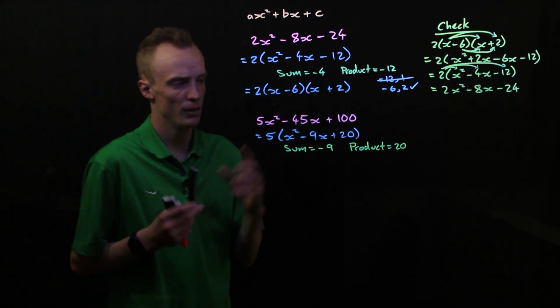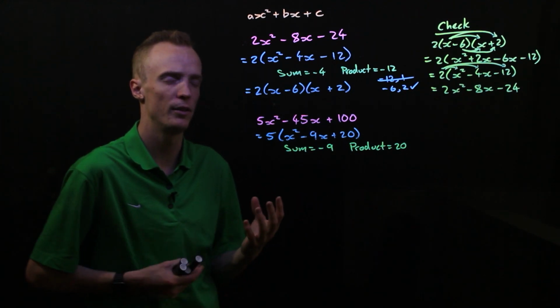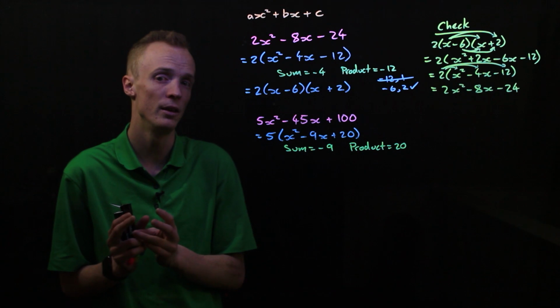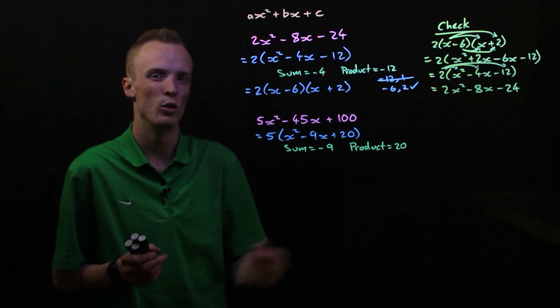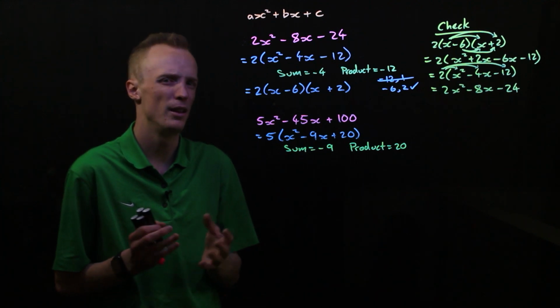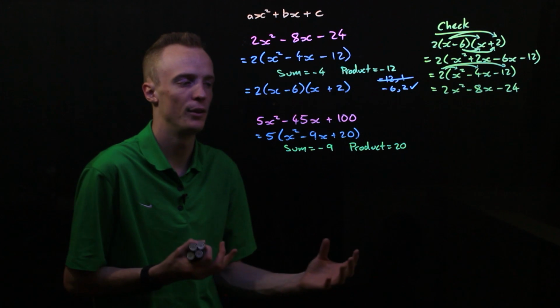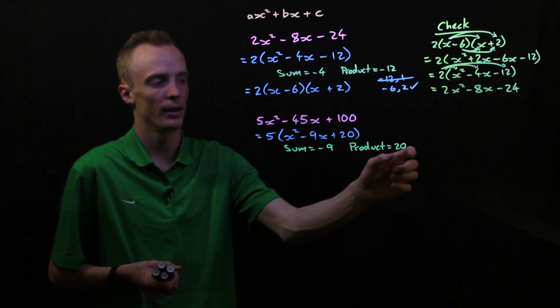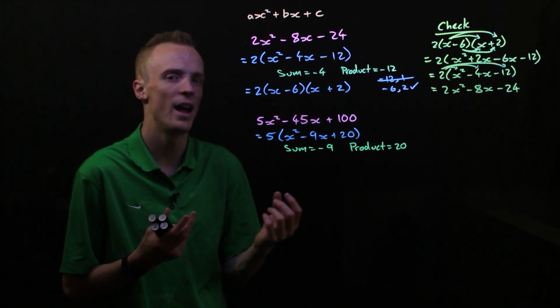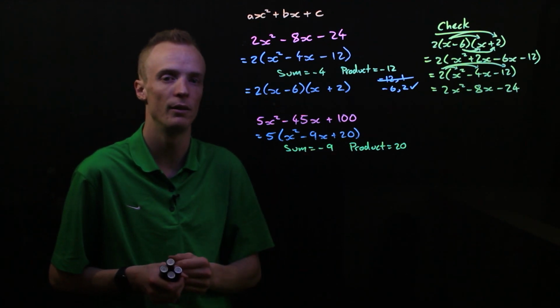So I'm looking here and I'm thinking to myself, my product is positive. So that means I'm going to have to either multiply two positives together to equal this, or two negatives together. But my sum is negative. And if I'm adding two positives together, I'm never going to equal a negative value. So it means that my two numbers I'm looking for have to be two negatives, because when I add two negatives together, they'll equal a negative.